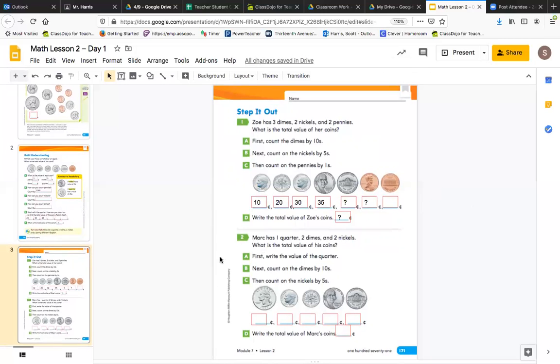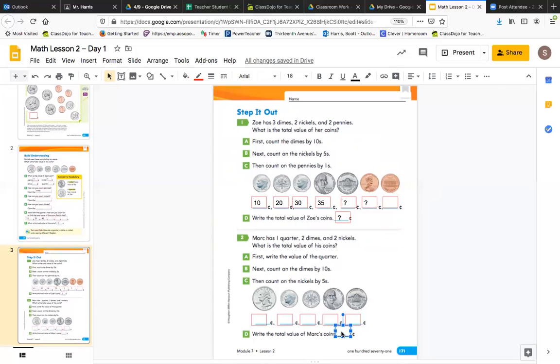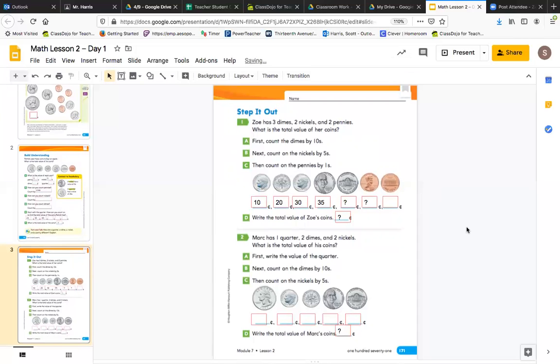And then at the end, our last question for today, Mark has 1 quarter. You see there, they showed it to us. 2 dimes and 2 nickels. What is the total value of his coins? So do the same thing. Count on and then write in the total there at the bottom. When you are all done, that's all you have to do for the math today. Finish all your assignments, and then click Turn In. Tomorrow we are going to finish this lesson.